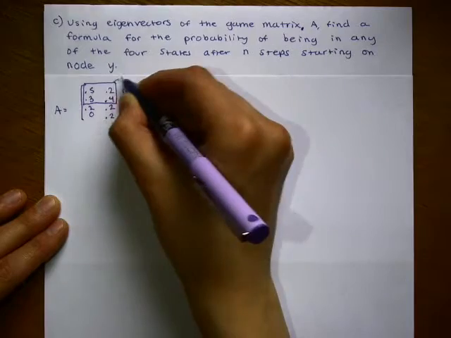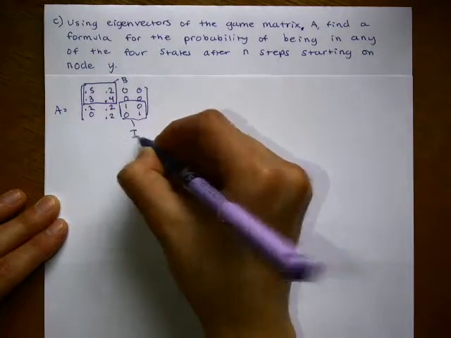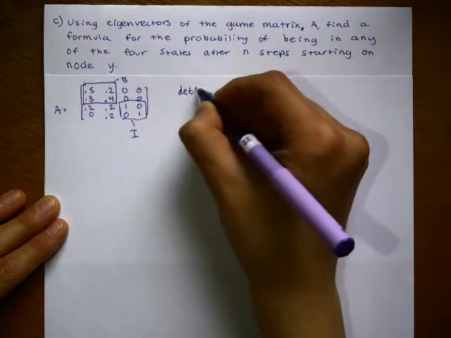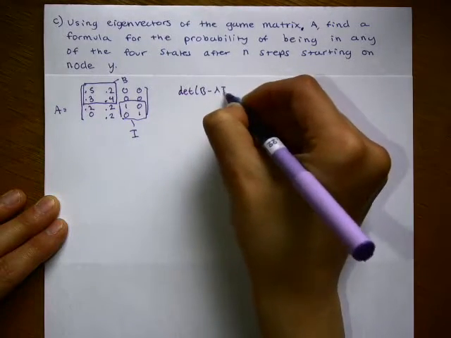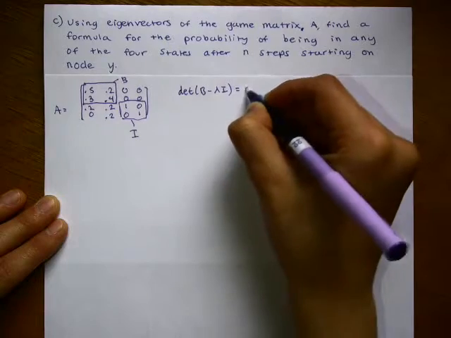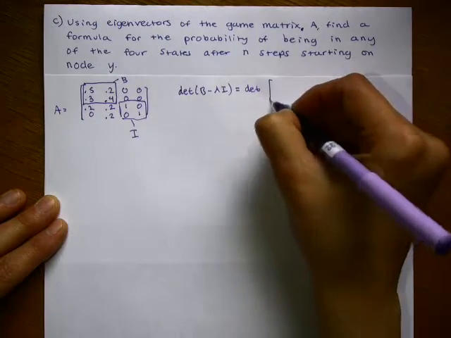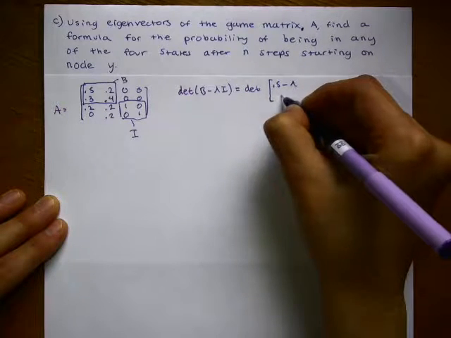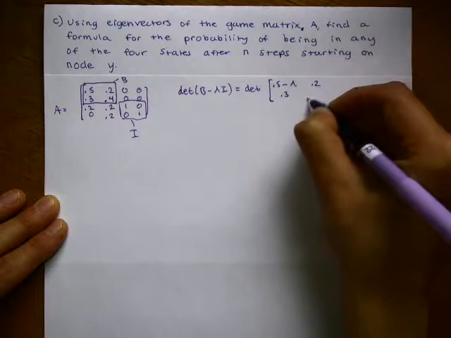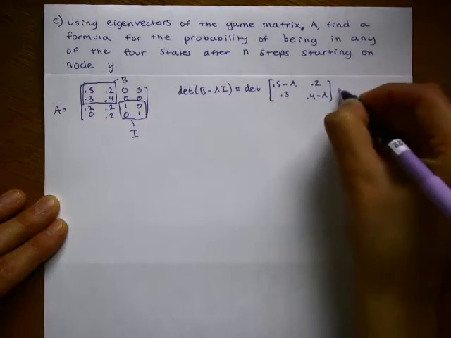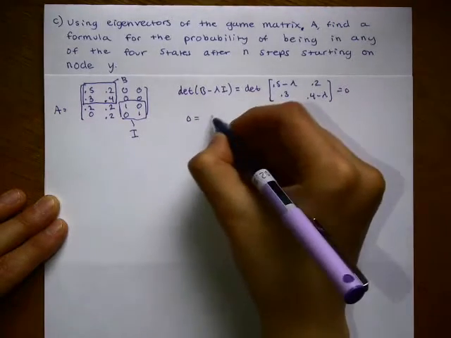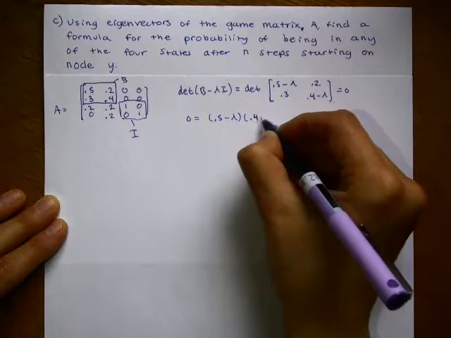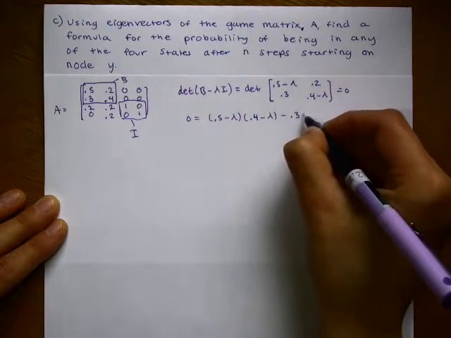So let's start off with this matrix, which we'll call B, and we'll call this one I. To find the eigenvalues, we're going to take the determinant of B minus lambda I. That means we're subtracting lambda from the diagonals. That's going to be equal to 0. To take the determinant, we're taking the product of the diagonal minus the product of the off diagonal.